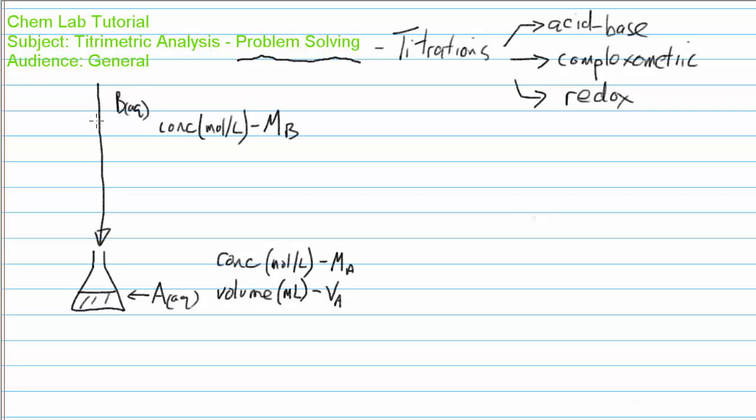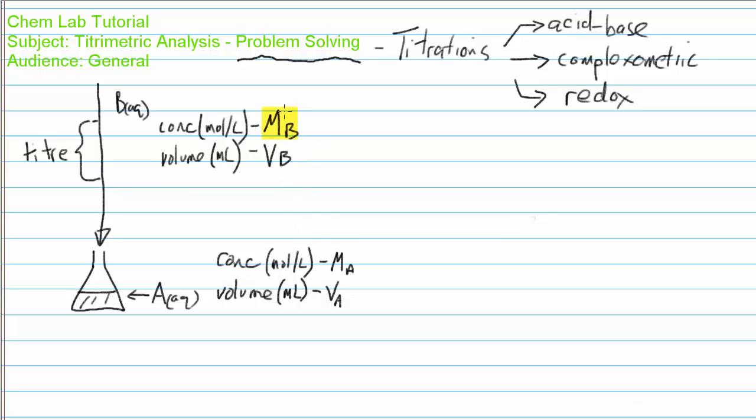So by recording the reading of the burette before and after delivery, we obtain the precise volume of solution B needed to react with chemical A that was originally present in the Erlenmeyer flask. And this is referred to as the titer or the titer figure. So we determine through titration the volume of solution B, in this case in units of milliliters, and we'll refer to that as VB. So there are essentially four quantities that we're dealing with in any titration.